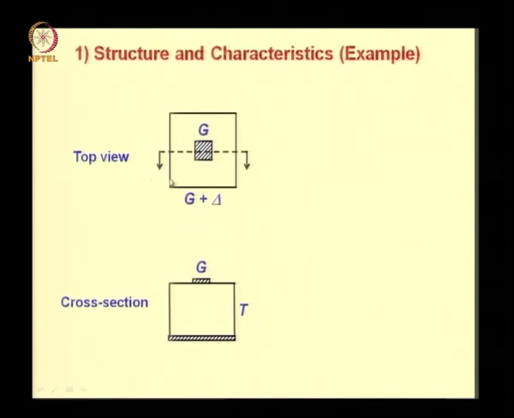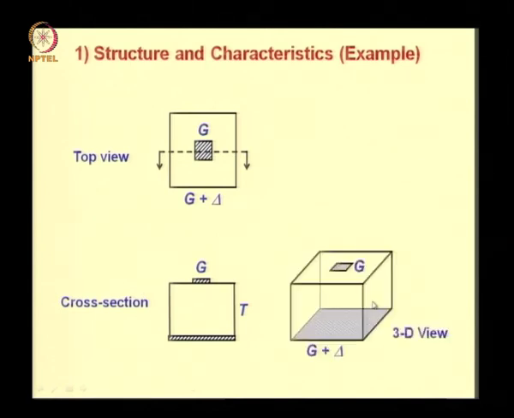So this is the top view. The dimension of the bottom contact is g plus delta, and this line shows the cutting plane for which the cross section is shown here. Here is a 3D view of the spreading resistance.